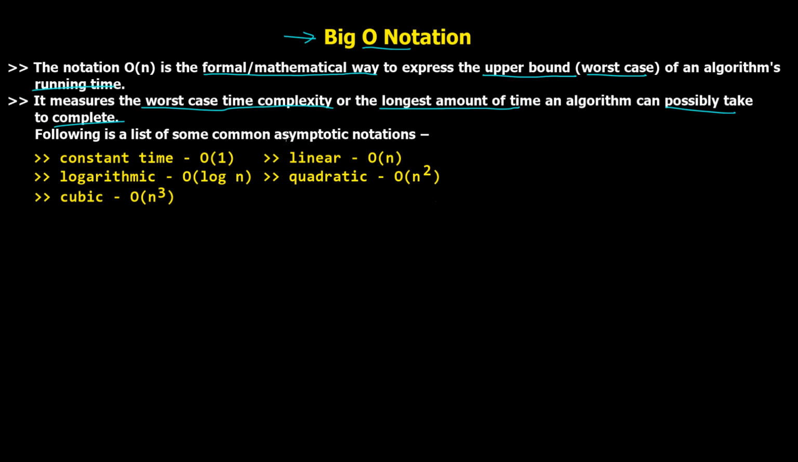So the way some asymptotic notations are written is, for constant time we say O of 1. You can say O of 1 or big O of 1, that's how you say it.